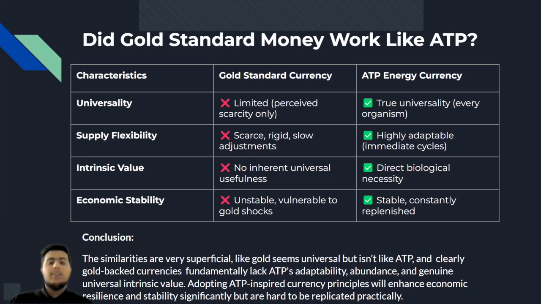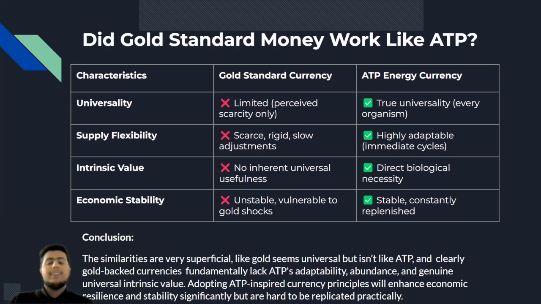Third, intrinsic value. Gold does not really have an intrinsic value. It's an element. You can't eat it or it can't do any work on its own. And the currency is just paper, even though it's backed by gold. The paper does not have that inherent value, while ATP is a direct biological necessity for all organisms. So it's very important, and it itself has that energy, the ATP molecule.